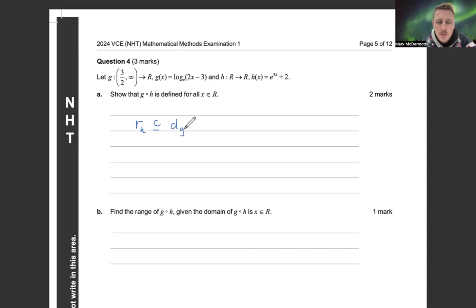So let's think about what the range of h is. Let's do a quick sketch, e to the 3x plus 2. It's been shifted up 2, and e looks like that. So I reckon the range of h is 2, not including, to infinity. And we need to make sure that's a subset of the domain of g. Well, the domain of g is 3 on 2 to infinity.